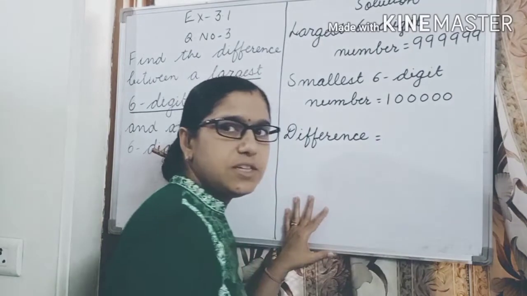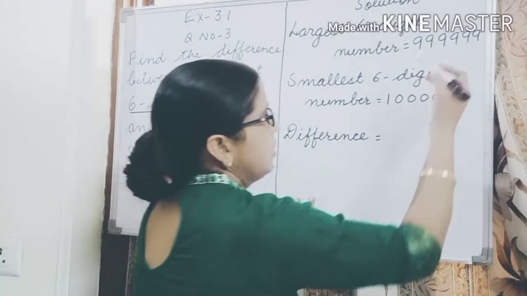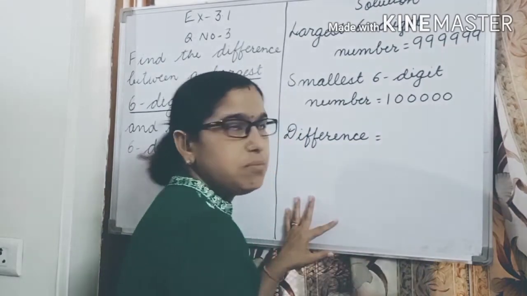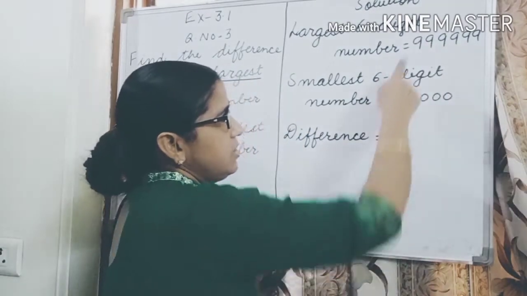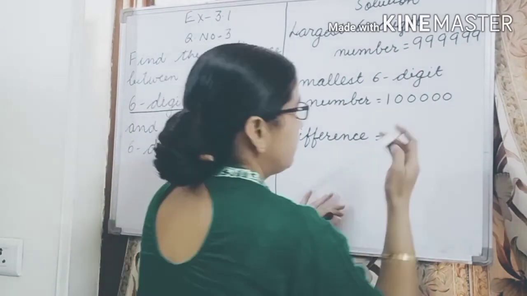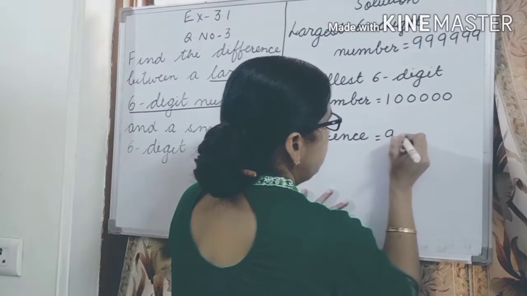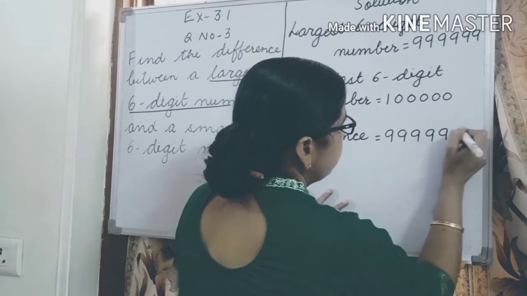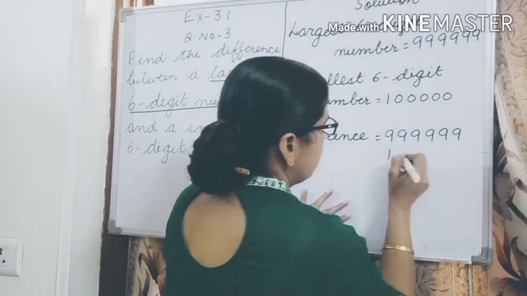You will compare from this side. This is 9 and this is 1. Which is bigger? This 9 is bigger. Then this number will come upside. 1, 2, 3, 4, 5, 6. Now 1, 2, 3, 4, 5.